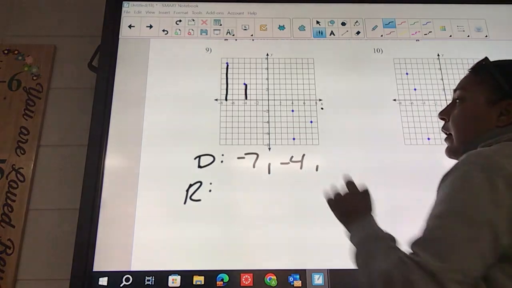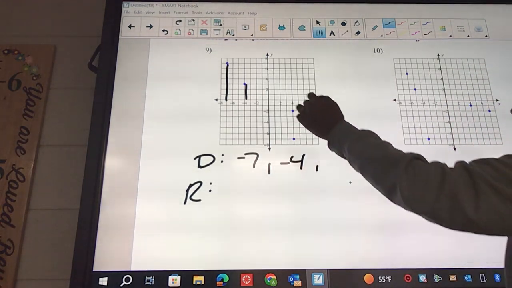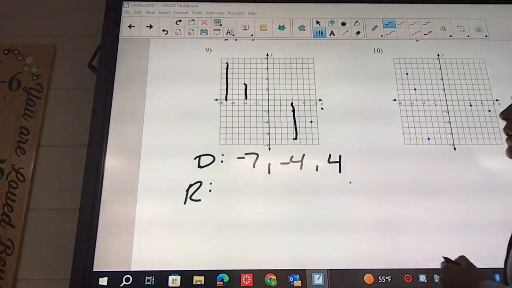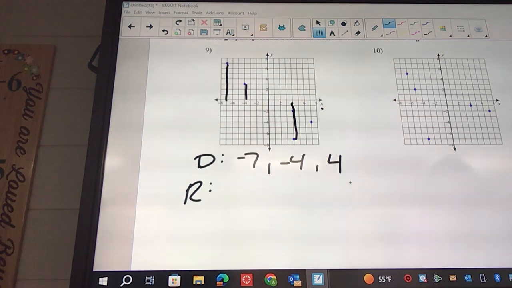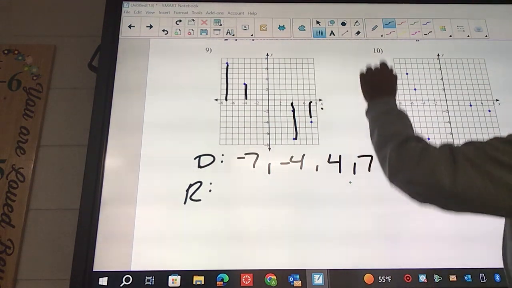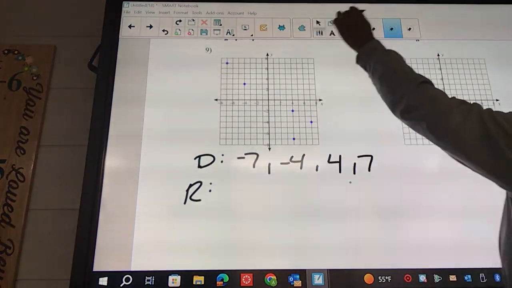Okay. What else? 4. Now, there are 2 4s, so again, we only need 1. And what else? 7. Okay, so that is going to be the domain.